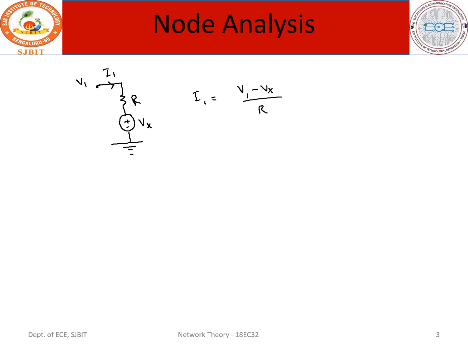Suppose Vx is at a higher potential when compared to V1, then we can write it as Vx minus V1 by R. Suppose the polarities are negative and positive, then you can write I1 is equal to V1 plus Vx by R.